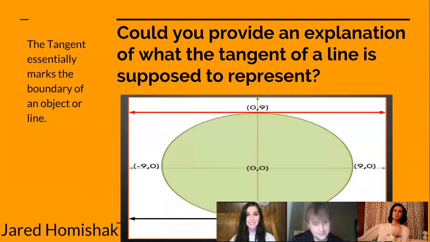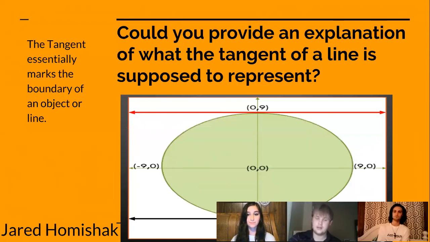All right. Could you provide an explanation of what the tangent of a line is supposed to represent? Sure. A tangent line is one that crosses the boundary of an object or shape, but never actually gets into that said object or shape. If it's a line, it'll intersect it, but it won't cross over to the other side.